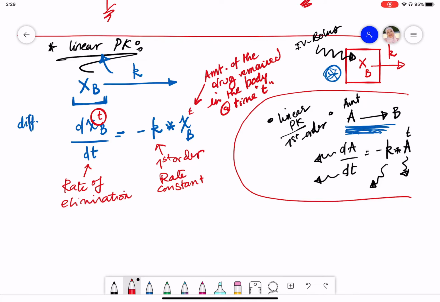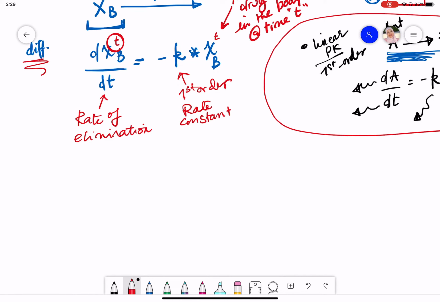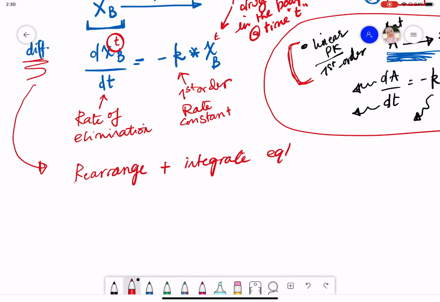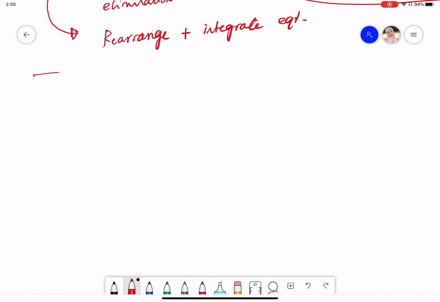Okay, so let's continue. If this is our differential equation, what can we do about it? Again, you can just go back to your first order class or notes or video, and you will see it's the same as we know. You can rearrange and integrate the equation, so you'll be able to have three different model equations. Okay, let's write them here.